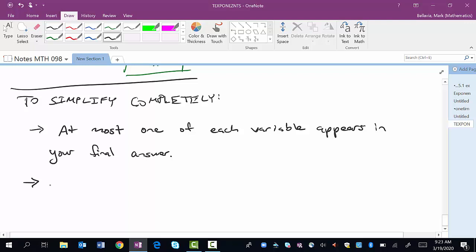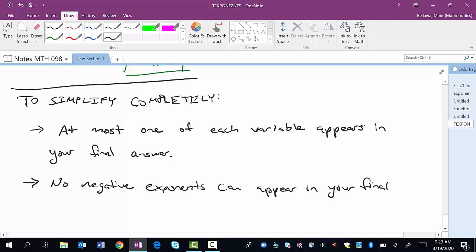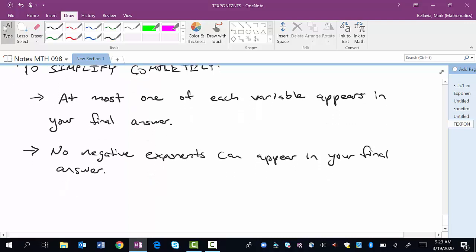The next thing you need to know is no negative exponents can appear in your final answer. So at the end of the problem, if you have negative exponents still, that means you haven't simplified completely. And we'll talk more about that in a little bit.